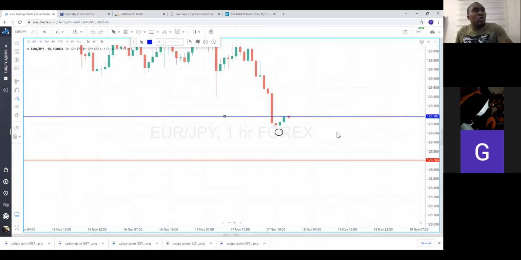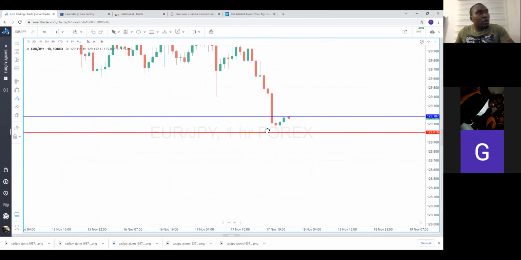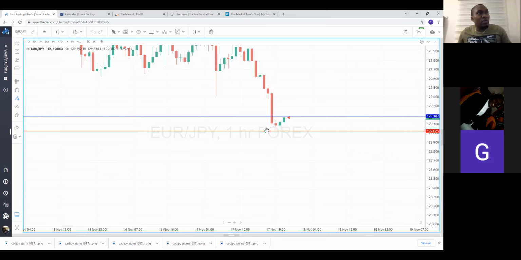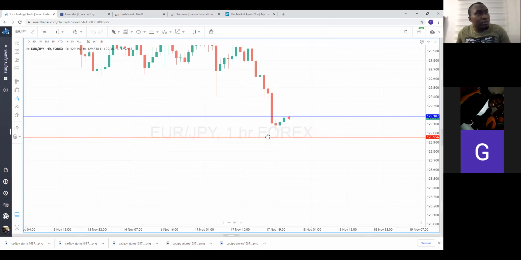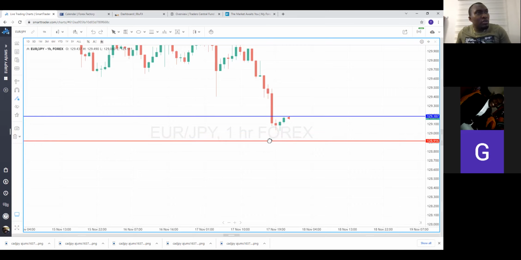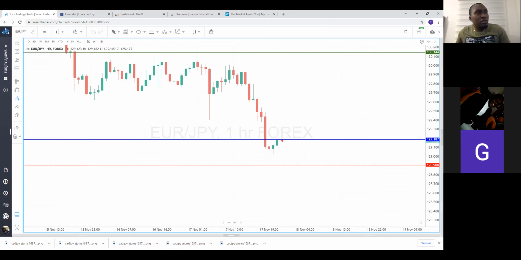So let's assume I'm taking my entry from here now. The current price is 129.18. I will have to fix my own stop loss 10 or 15 pips away from the lowest low. Currently, the lowest low is giving me a price of 129.02. So I'll count 10 pips away from there to give me 128.90. I'll drop my red line here. This entry point is 129.18, and my stop loss is 128.90. This is a difference of 28 pips.